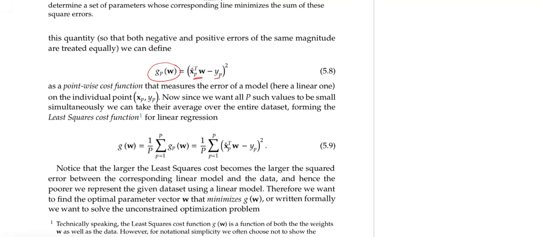For that, I am taking the average here, so that both the negative and positive errors have the same magnitude, as we discussed. As the pointwise cost function, at a point p, the cost measures the errors of the model. Now we want all such p values to be small, and simultaneously we can take the average over the entire data set.